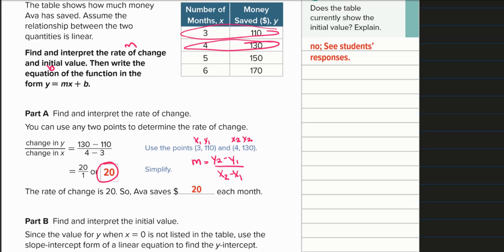When we interpret that, that means she is saving $20 each month. So the way to think about this is, normally our slope is our change in y over our change in x. Y represents our money saved. X represents our number of months. So when we're looking at how it's changing, we're looking at how much money was saved over how many months. So Ava saves $20 each month.